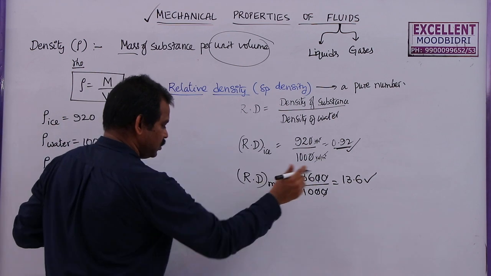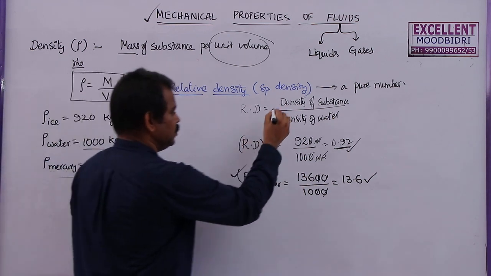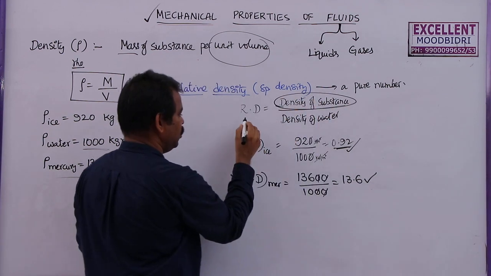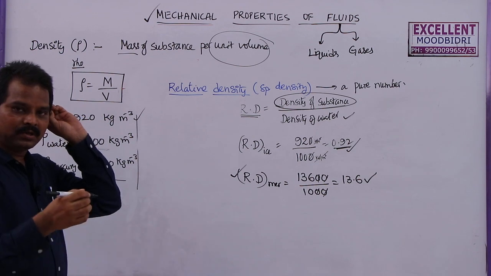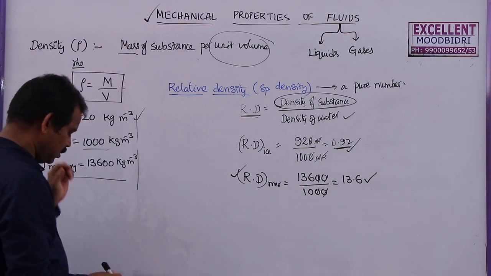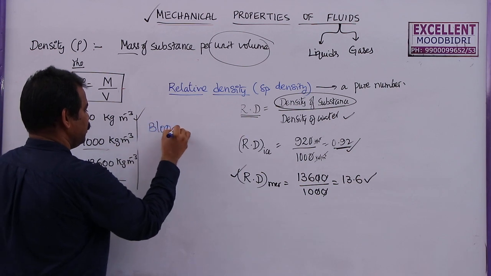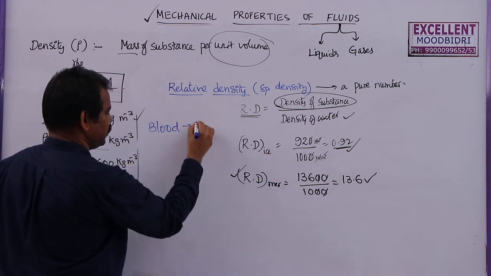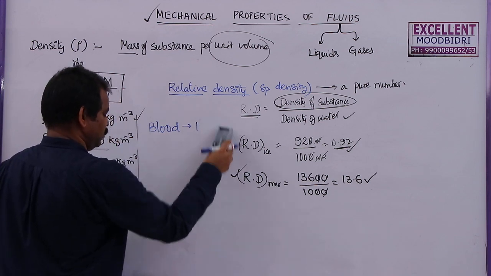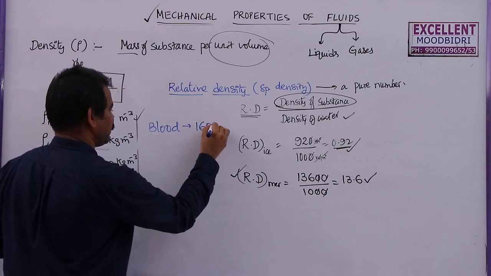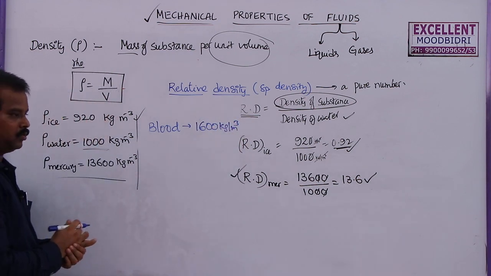Now, if you know this relative density, you can find the density of any substance. So the density of any substance is equal to the relative density multiplied by the density of water. In a problem, instead of giving the density of a substance, for example, let me take blood. Here blood density, actually I wrote there 1060. This is not 1060, this is 1600. So this is 1600 kg per meter cube.